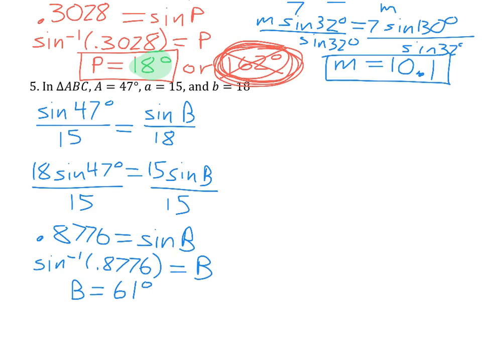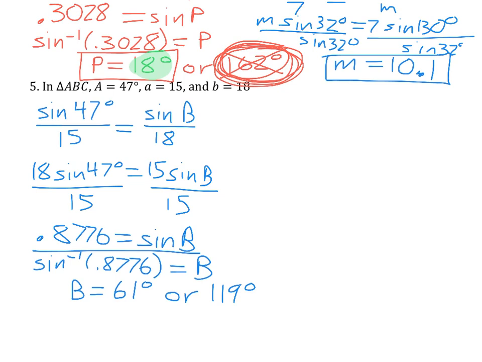Okay, so remember, there might be two solutions. So the way you find the other solution is the supplement of the angle that you found using trig. So whenever you do inverse trig, there might be another answer. So 61 degrees or, and what's 180 minus 61? That would be 119 degrees.